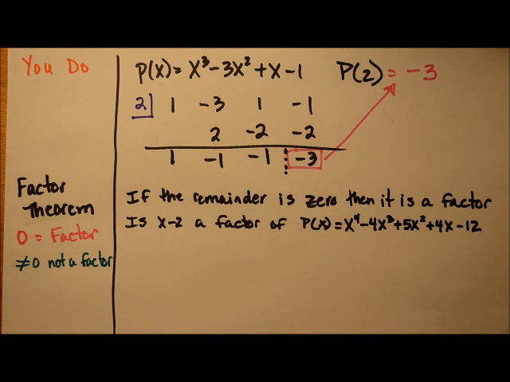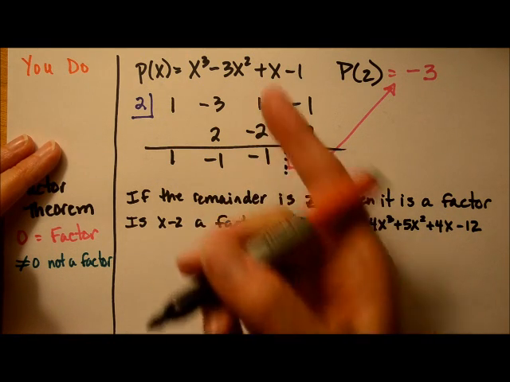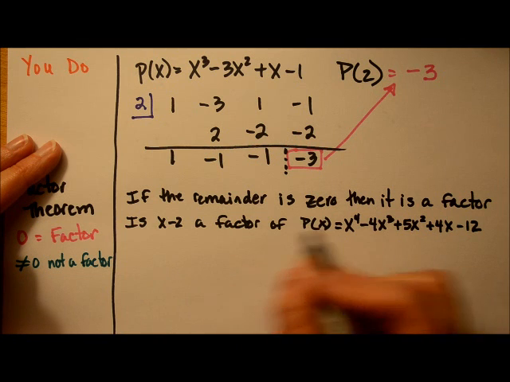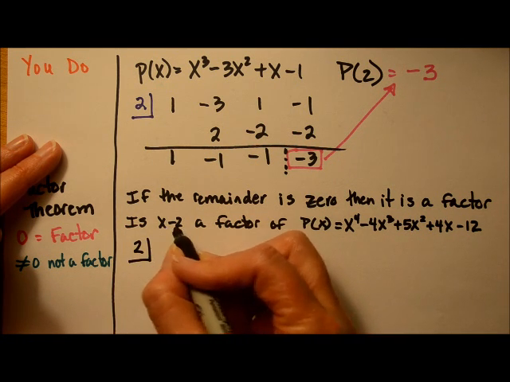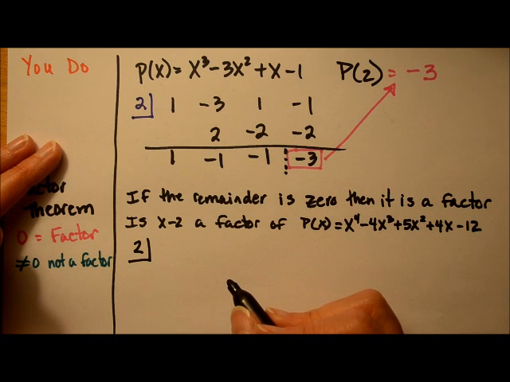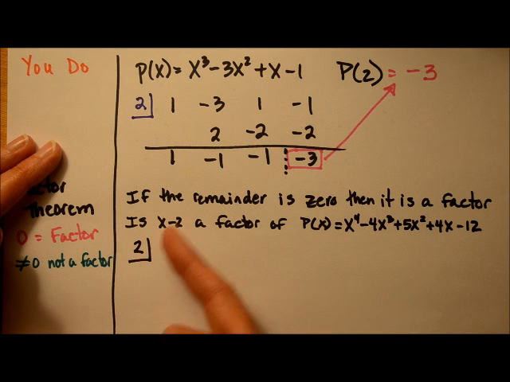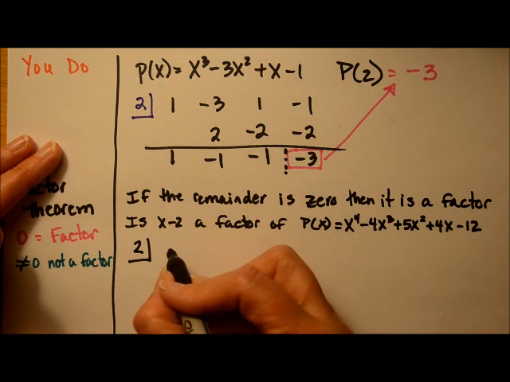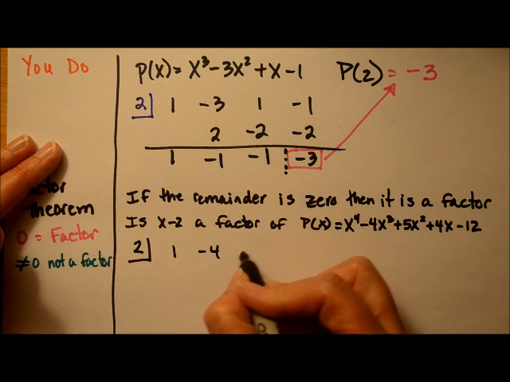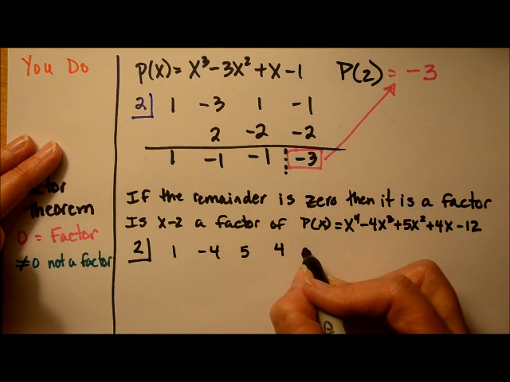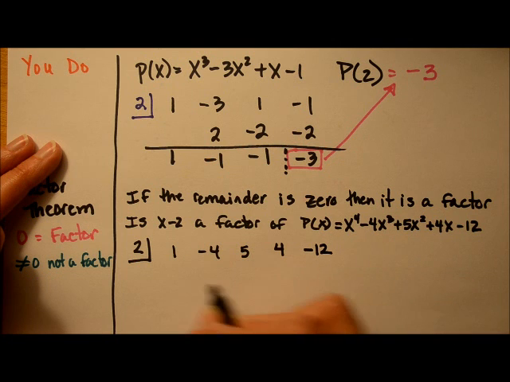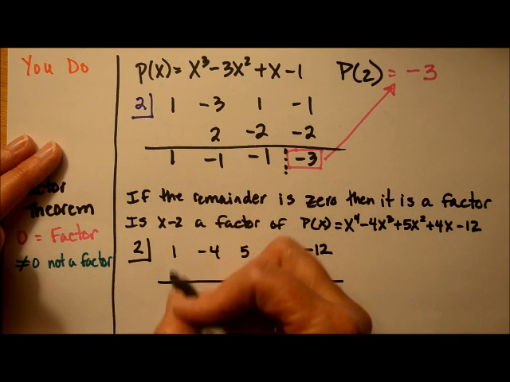So let's look. Again, I'm going to do the synthetic division. I'm going to go pretty fast. So just in my box, it's in this x minus 2 format, or x minus c. So I know that I'm going to actually have c is going to be a positive 2. And then I have a 1, negative 4, 5, 4, negative 12.